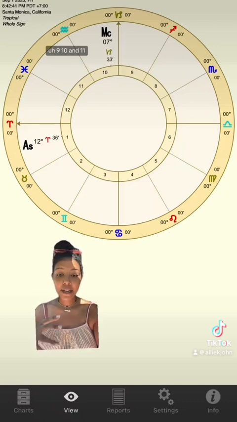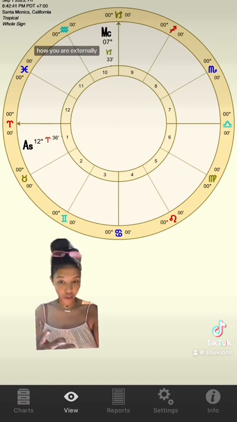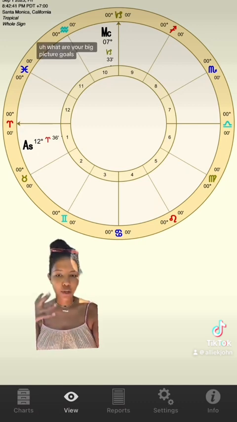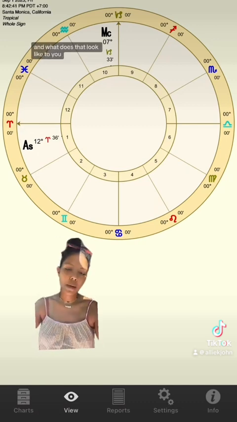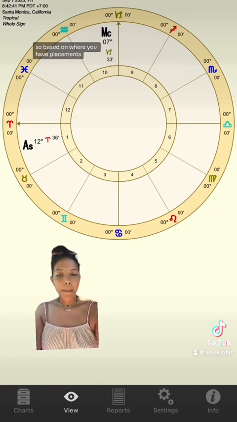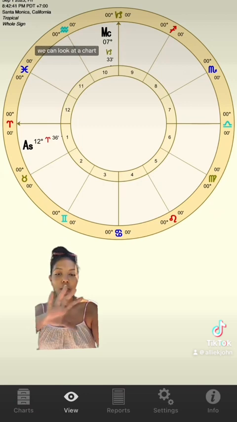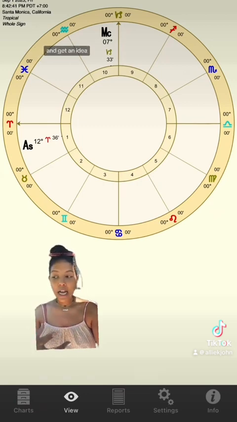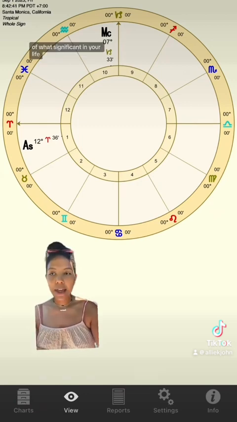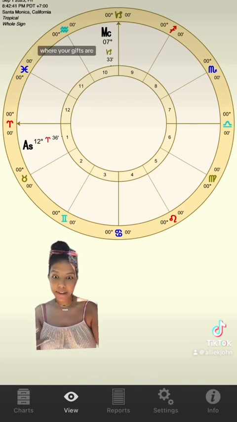9, 10, and 11 are speaking very much to how you are externally. What are your big picture goals? What are you trying to do out in the world? And what does that look like to you? So based on where you have placements or a concentration of energy, we can look at a chart and get an idea of what's significant in your life, where your challenges are, where your gifts are.